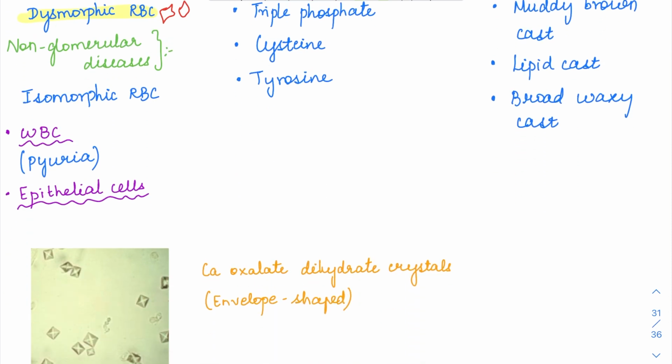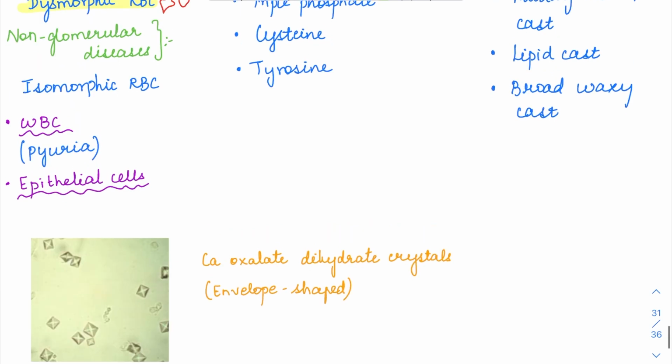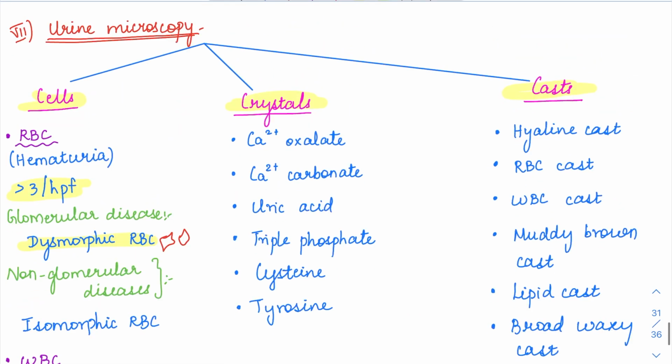WBCs, when you see them in urine, you call it pyuria. So any kind of infection will lead to pyuria. What was the example? Chronic pyelonephritis. There you see pyuria. Also in UTI, urinary tract infection, you again get pyuria. Then epithelial cells, various epithelial cells, tubular epithelial cells can also be present in the urine.